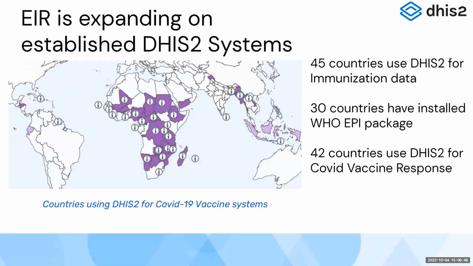Just wanted to show a little bit about why there's such a big opportunity to build in an immunization registry within this software. There is already a global footprint of 45 countries using DHIS2 for their overall immunization data, their national reporting, collecting aggregated data from all across the country. 30 of those countries have installed WHO's specific EPI package, and I'll talk about these WHO packages in just a moment. And 42 countries use DHIS2 for their COVID vaccine response.